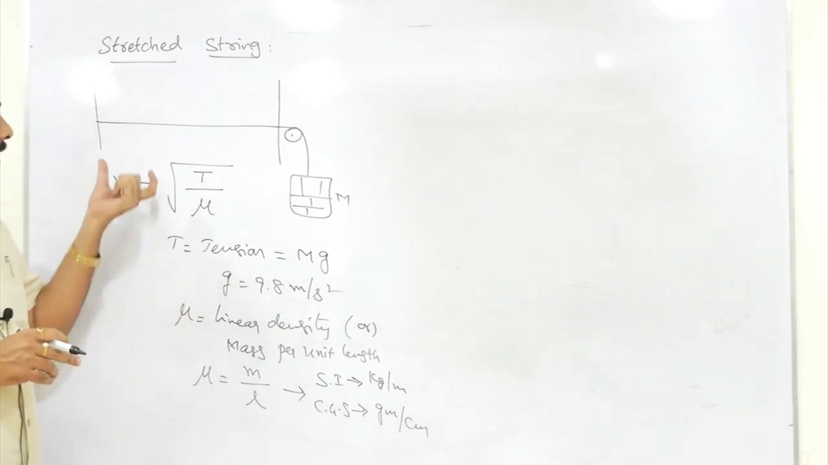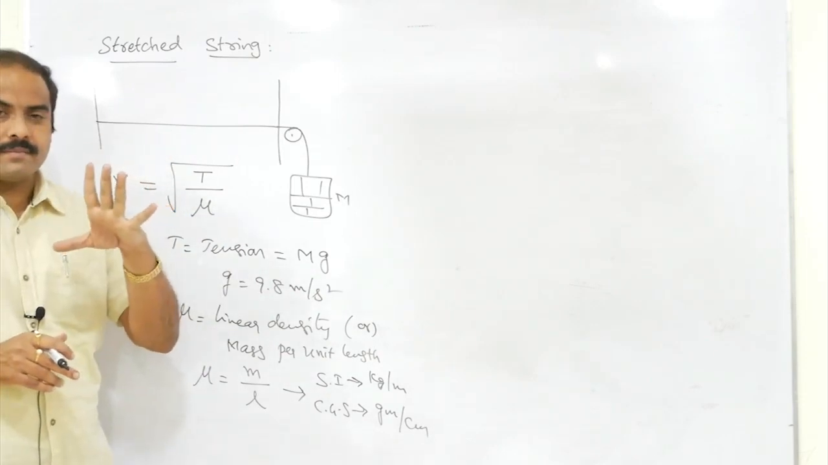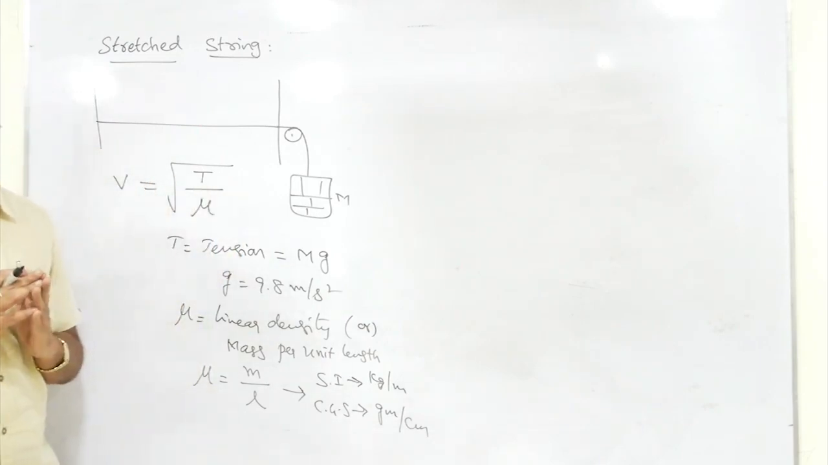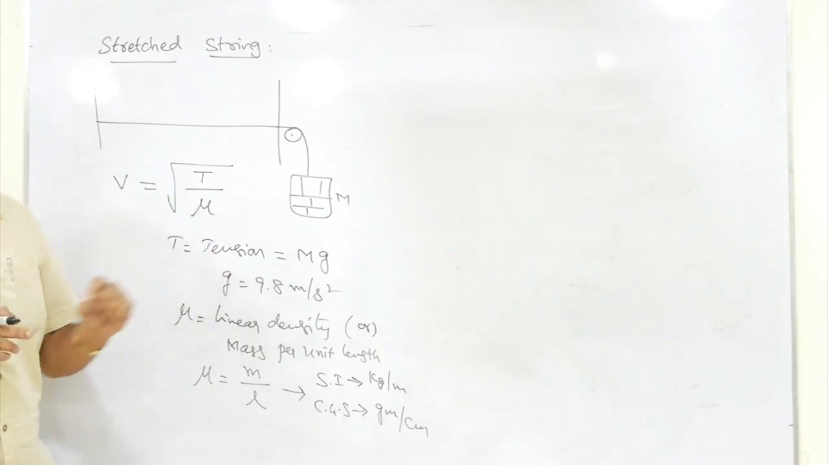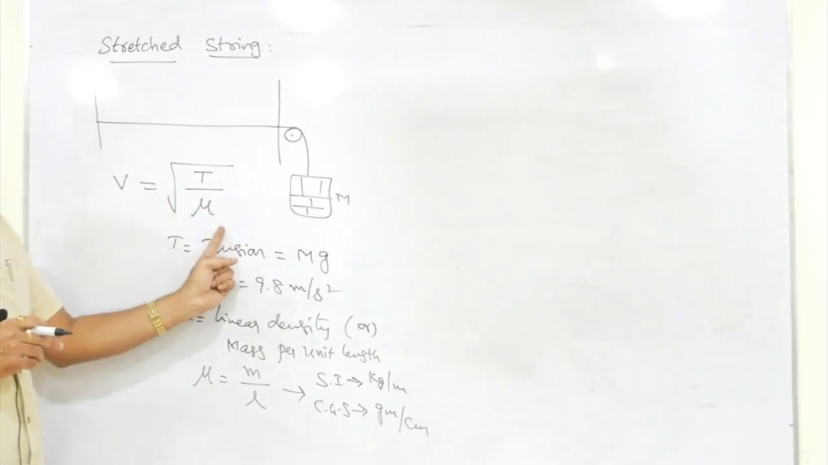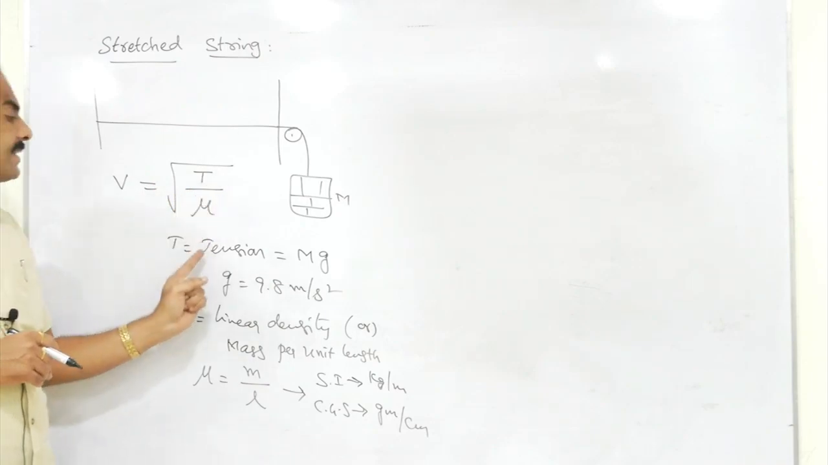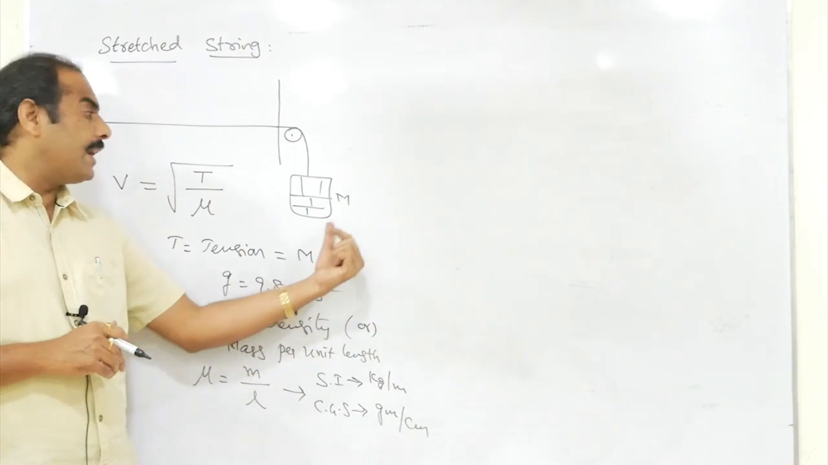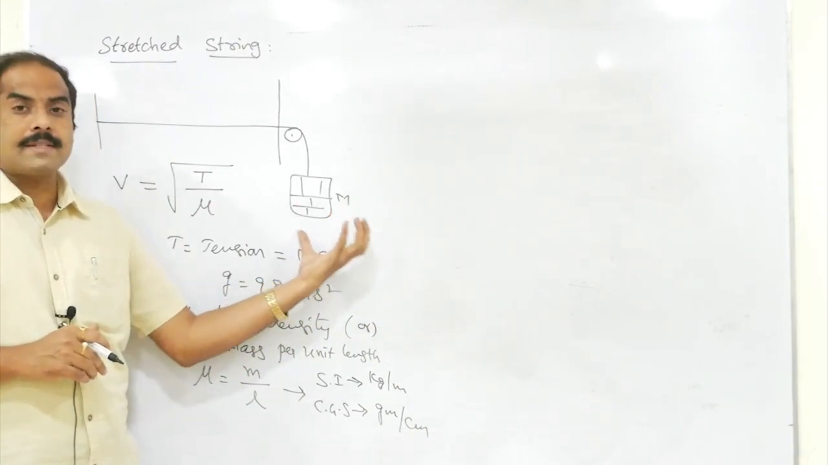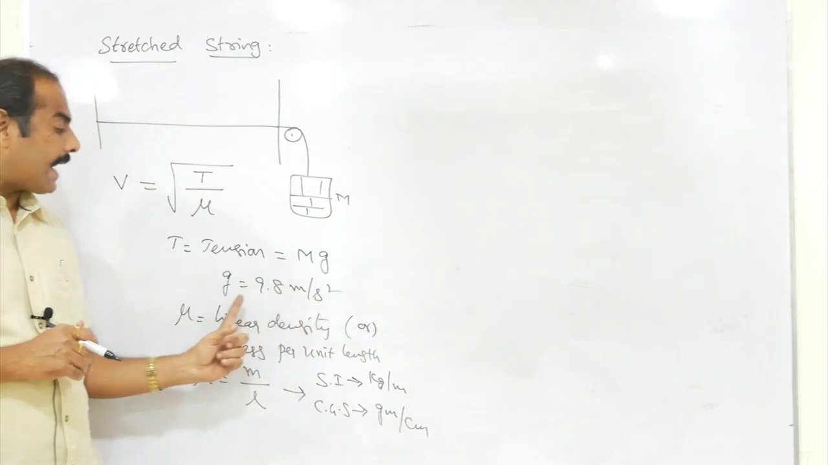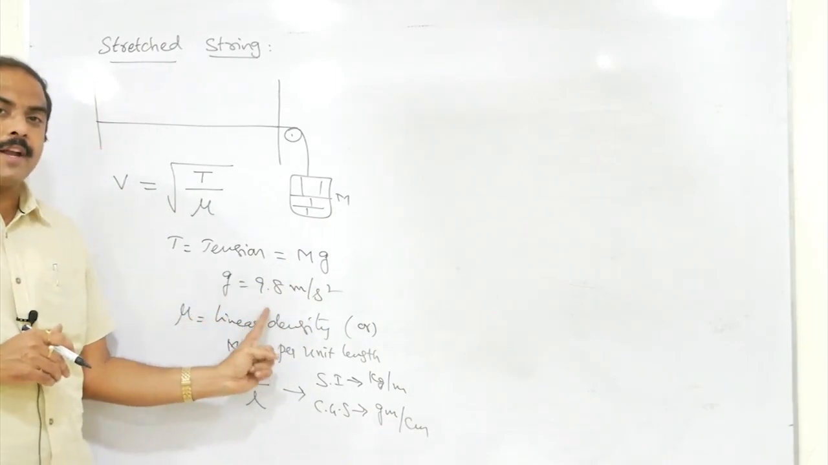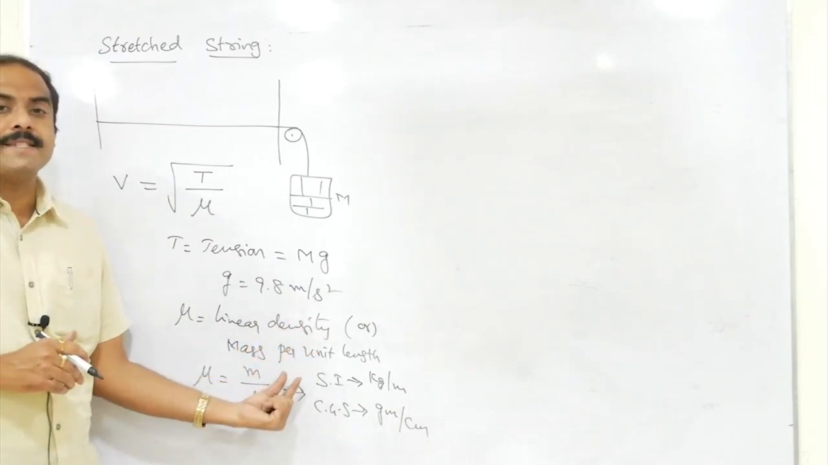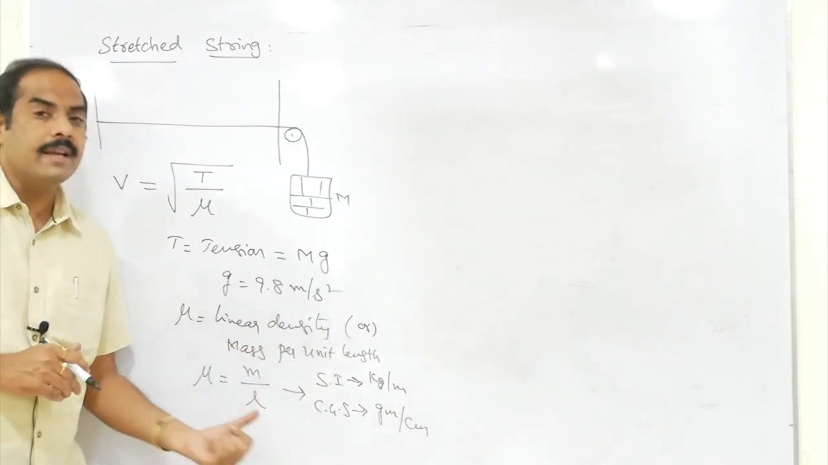Once again, I am repeating. When you pluck a string, transverse vibrations or transverse waves are produced in the string. What is the velocity of the transverse wave? V is equal to square root of T by mu. V indicates velocity. T is the tension attached to the string, that is equal to capital M into G. Capital M indicates the mass of the load attached to the string. G is the acceleration due to gravity, that is 9.8 meter per second square. And mu is equal to linear density or mass per unit length, that is equal to small m by L.